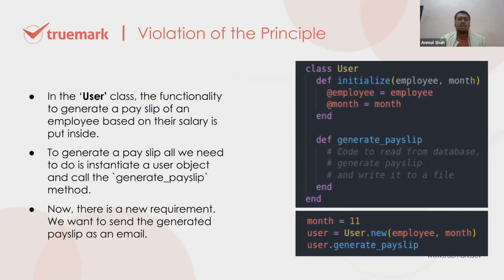Now, moving on to the violation principle. I'd like you all to imagine a class called user. The initial functionality of this class is to generate a payslip of an employee. It's very simple. To generate a payslip, all we need to do is instantiate a user object and call that method. That's it. Now, let's say the requirement has changed.